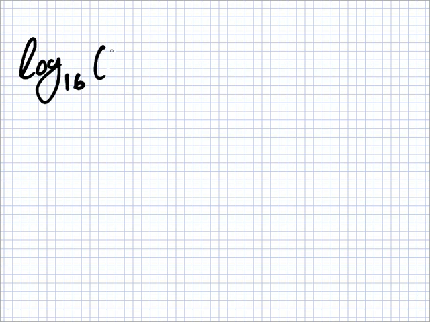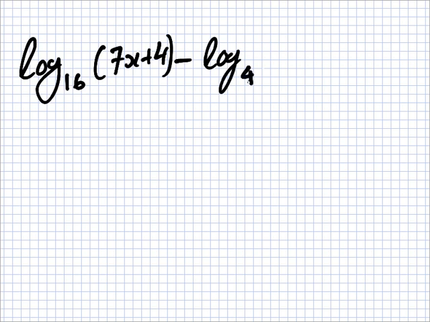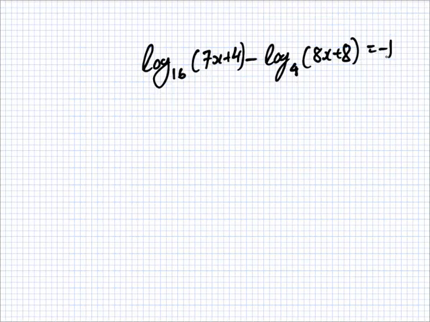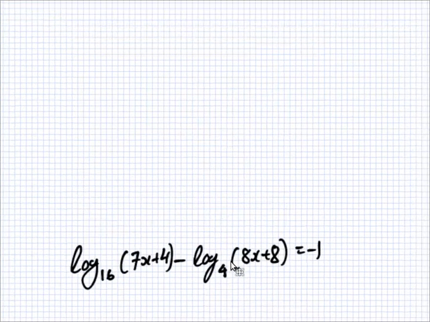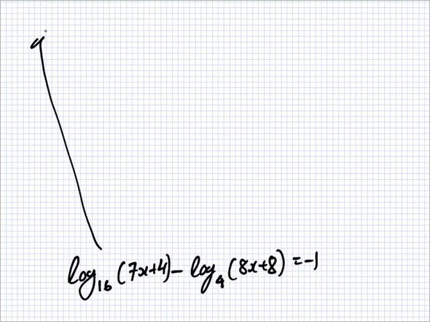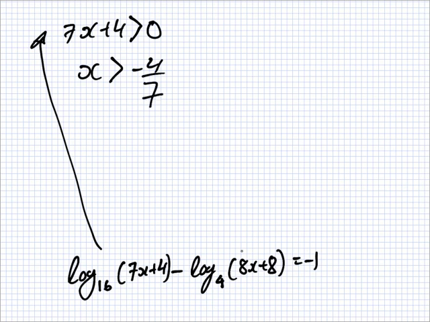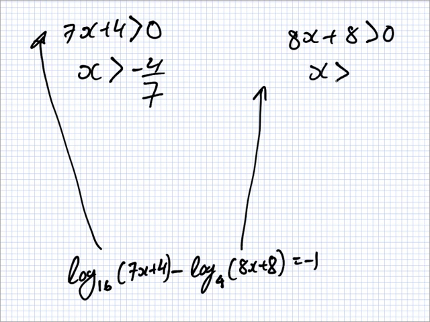Log base 16 of 7x plus 4, minus log base 4 of 8x plus 8 equals minus 1. Now, before I begin, let's figure out what values of x we can have in our answer. If I look at this one, it needs 7x plus 4 to be positive. So it requires x to be bigger than minus 4 over 7. Now, this one requires 8x plus 8 to be positive. So that means x needs to be bigger than minus 1.